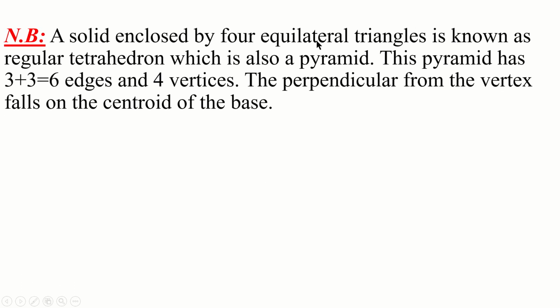A solid enclosed by four equilateral triangles is known as a regular tetrahedron. Tetrahedron in Bengali means chatushtalok, which is also a pyramid. This pyramid has 3 plus 3 equal to 6 edges and 4 vertices. The perpendicular from the vertex falls on the centroid of the base. Centroid means the intersecting point of medians of a triangle. Okay, this is a centroid. Again, the intersecting point of medians of a triangle. This is a centroid. Clear?